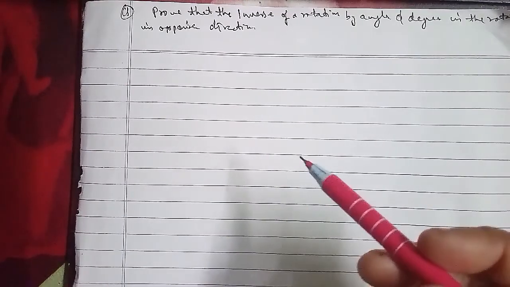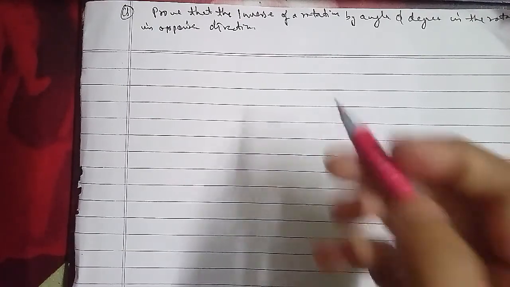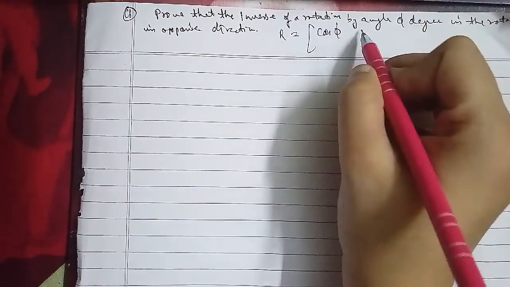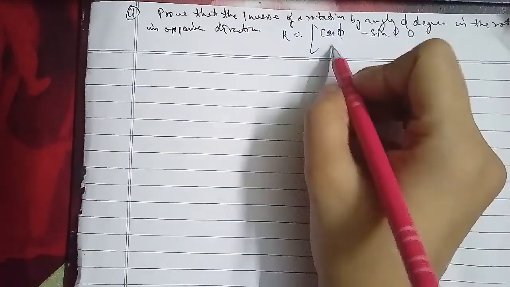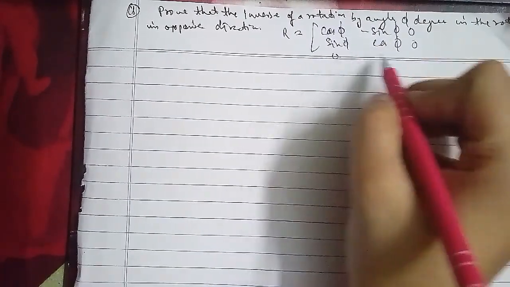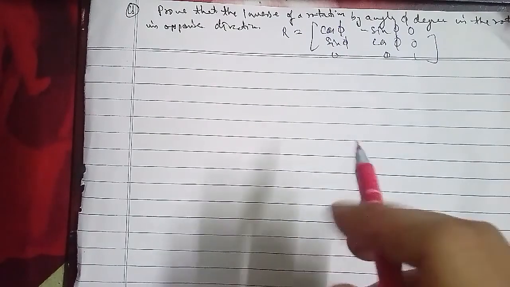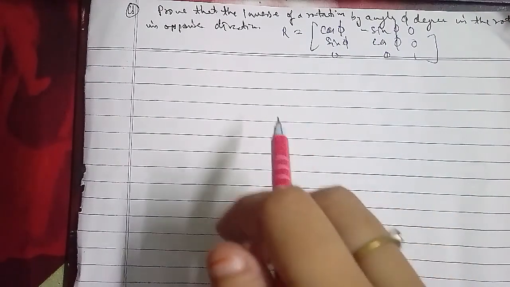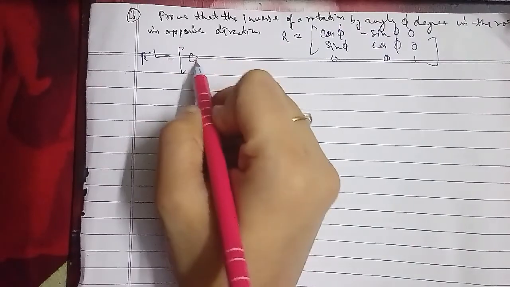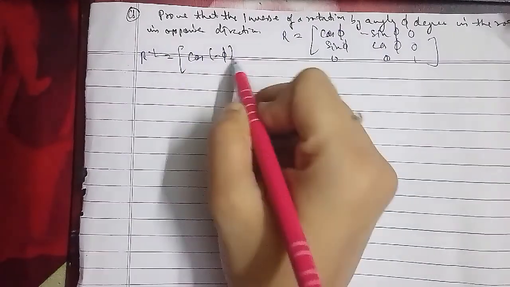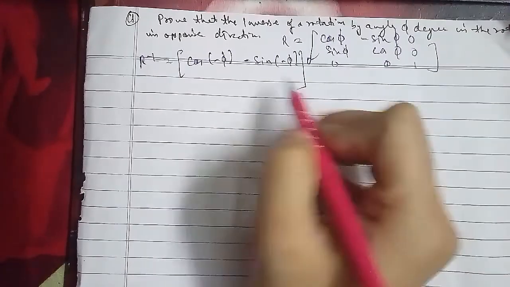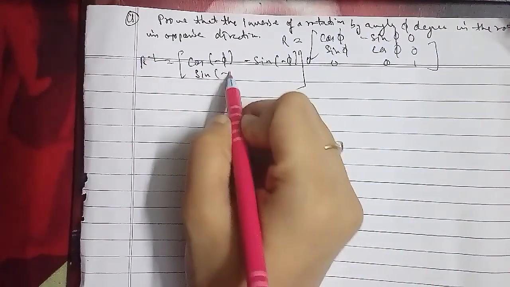Now we'll discuss in more detail, with another question. Rotate the triangle, which is A (2, 2), B (4, 2), C (4, 4), by 90 degrees about the origin in the anti-clockwise direction. So let's go ahead and solve it out.